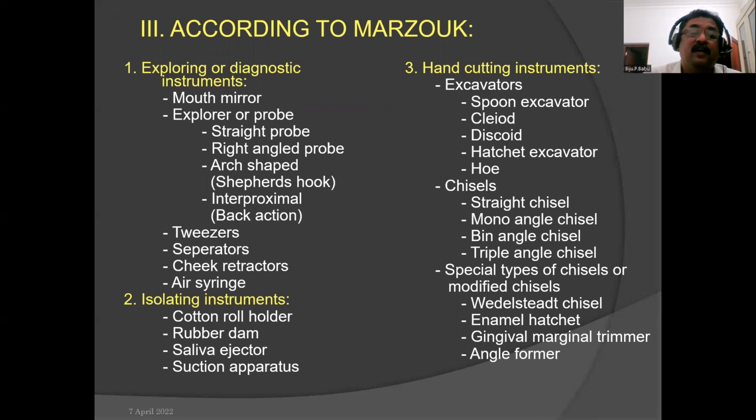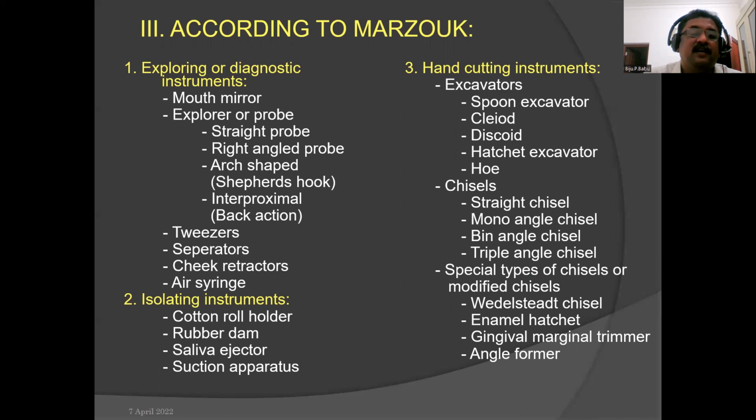According to the use, he has classified it. You have the exploring or diagnostic instruments, those instruments that are used for exploring the oral cavity or for diagnostic purposes. You have the mouth mirror. You have the explorer or probe. In that category, you have the straight probe, right angle probe, arch shape or shepherd hook probe, and interproximal or back action probe. And other exploring instruments are the tweezers, separators, cheek retractors, airway syringe, etc.